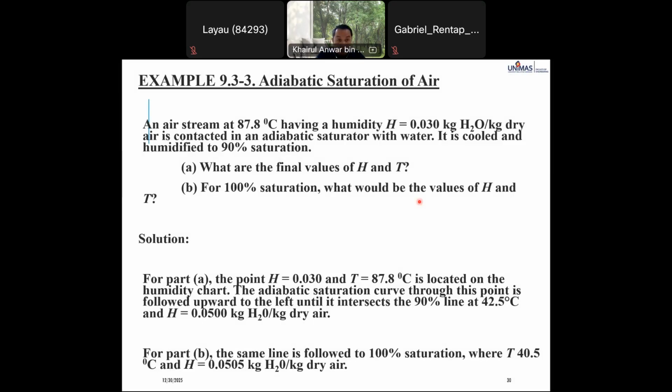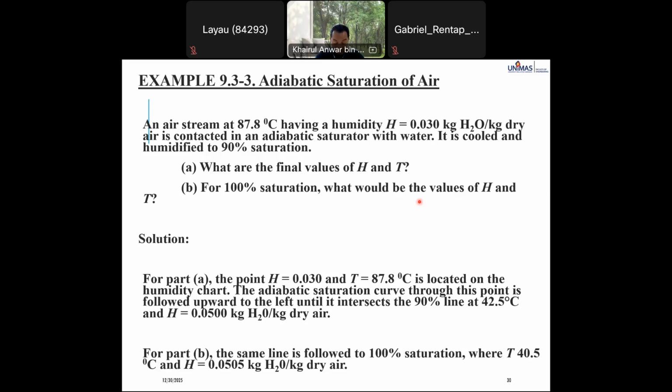Example 33.3-3 or 9.3-3. An air stream at 87.8 degrees C, having a humidity H equal to 0.03 kg H2O per kg dry air, is contacted in an adiabatic saturator with water. It is cooled and humidified to 90% saturation. What are the final values of H and T? Second question is for 100% saturation, what will be the values of H and T?